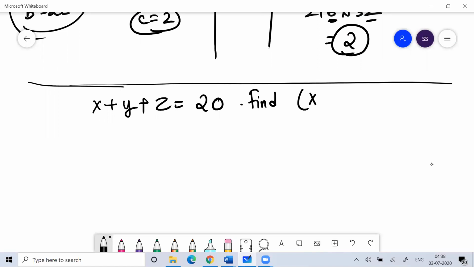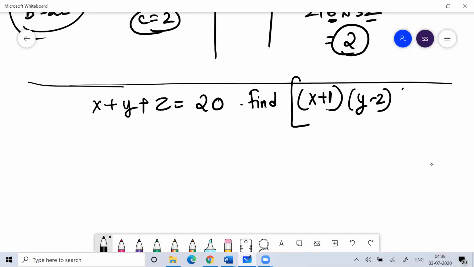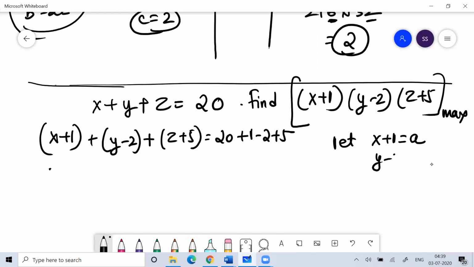You have to find the maximum value of x plus 1 into y minus 2 into z plus 5. So what I can do, in x I add 1, in y I subtract 2, in z I add 5. So the same thing I can do here: 20 plus 1 minus 2 plus 5. Then let x plus 1 is equal to a, y minus 2 is equal to b, and z plus 5 is equal to c.